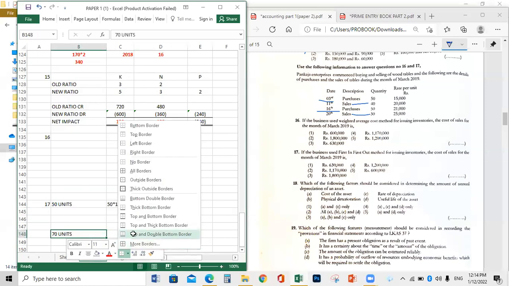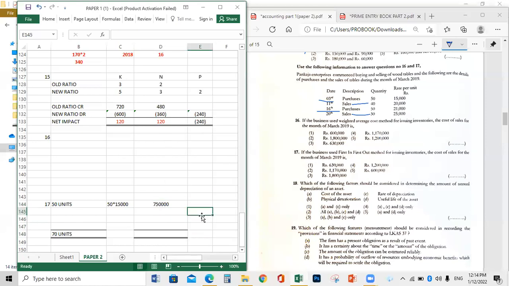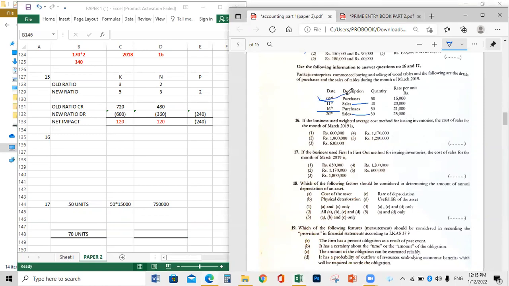We have sold 70 units. Is it enough, or how many units do you need more to sell 70 units? Yes, you need another 20 units more so that it becomes 70. Now you have already used all the units from 3rd March. Now you have to go to the next one, that is 16th March.